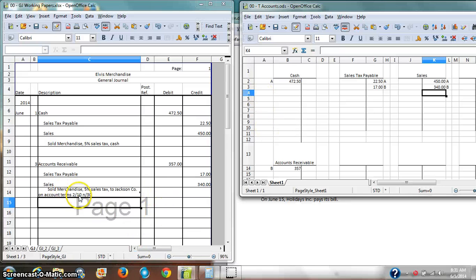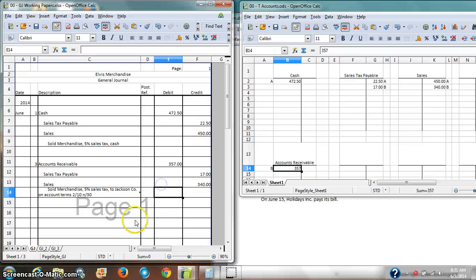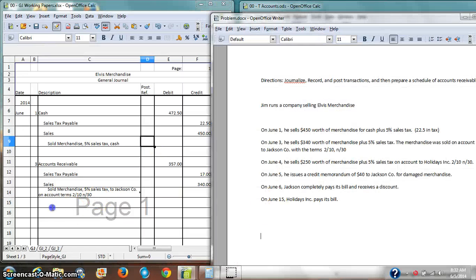So what I'm going to do is give him a discount if he pays early. If he pays me $357 within 10 days, then that means I'll give him a 2% discount on the price. He doesn't have to pay me the full price. He gets a 2% discount. So he might like that. That'll give him an incentive to pay quickly. And the N30 means that the net is due in 30 days. Maybe he doesn't have the cash right now to pay me that $357 within 10 days, but he should pay me that full amount within 30 days. That is when it is considered due. So there is the June 3rd transaction.